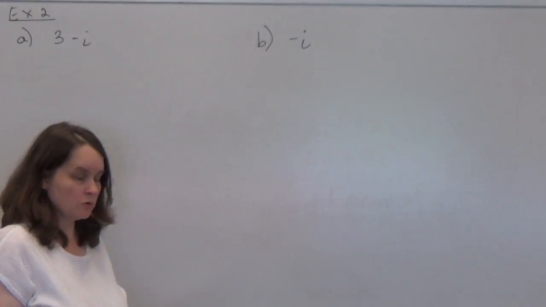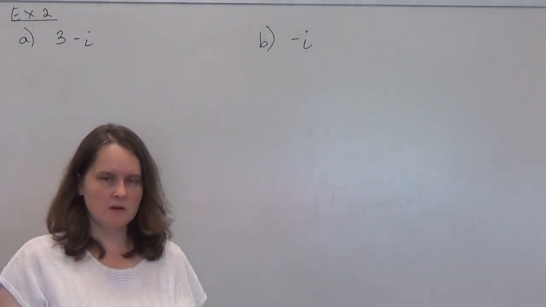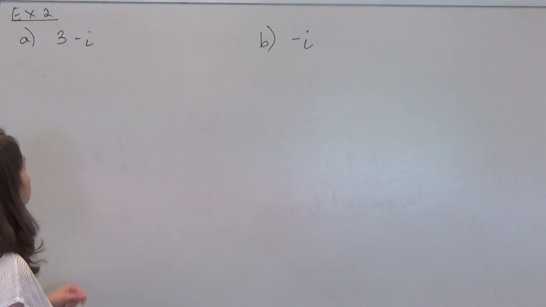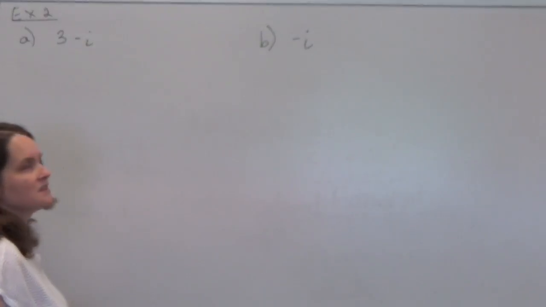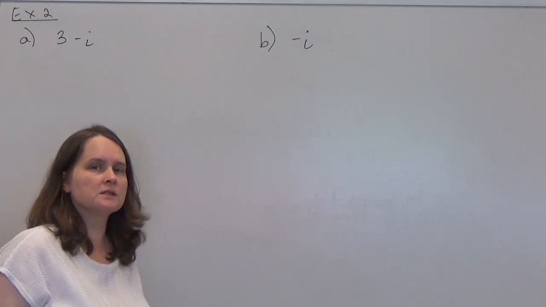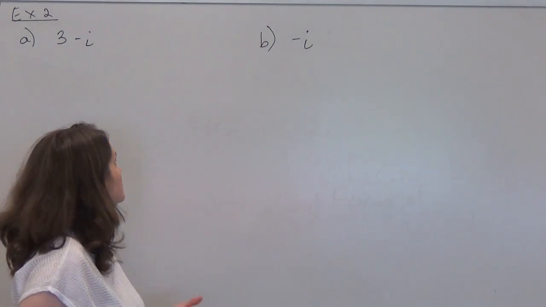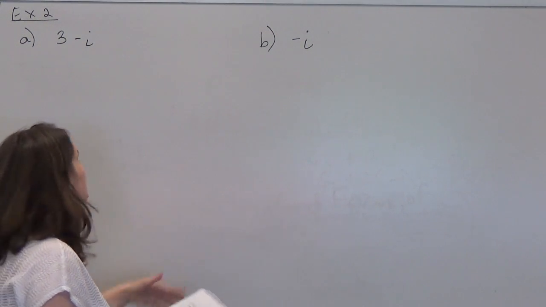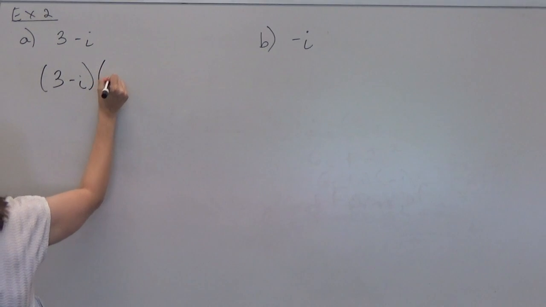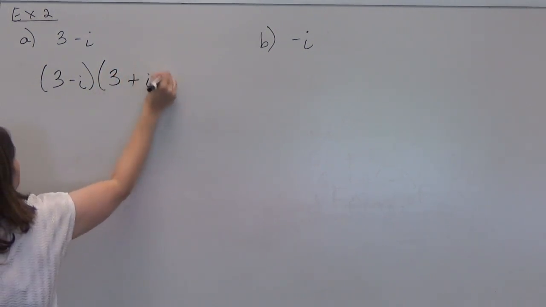For example 2, we are asked to find the product of the given complex number and its conjugate. So for part A, we've got 3 minus i. What is the conjugate of 3 minus i? Well, again, keep the two terms the same, but change the middle sign. So we're going to multiply this by 3 plus i. So we're going to say parentheses 3 minus i times parentheses 3 plus i.